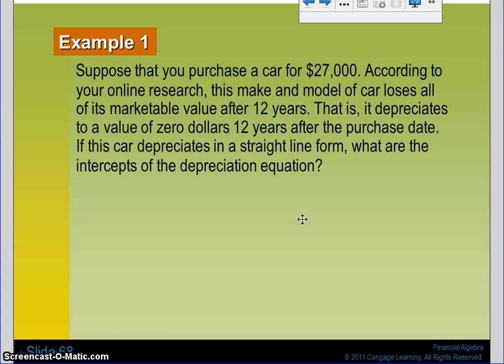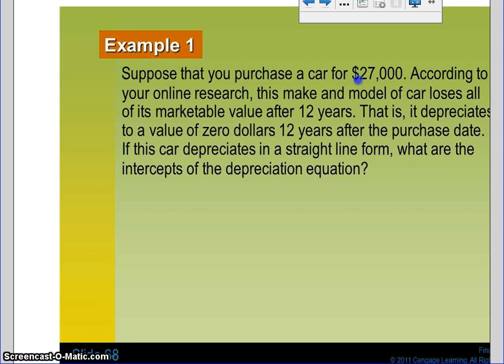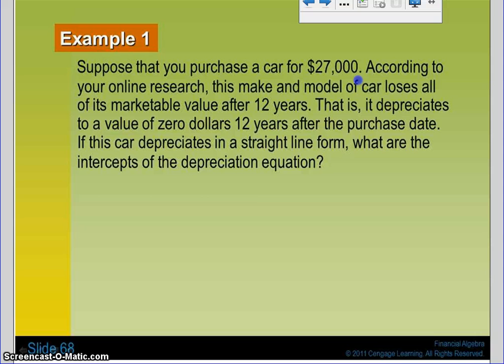It says, suppose that you purchase a car for $27,000. And according to your online research, this make and model loses all of its marketable value after 12 years. So what this says in theory is that in 12 years, this $27,000 car will be worth zero in a marketable capacity. That is, it depreciates to zero after 12 years from the purchase date.